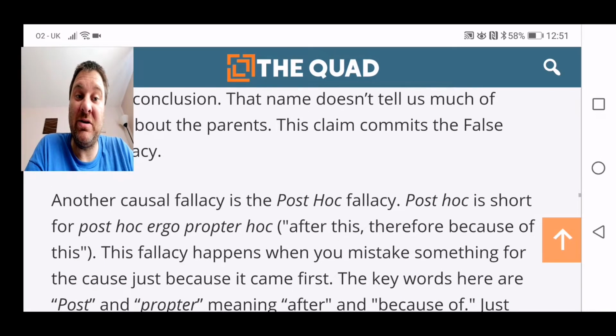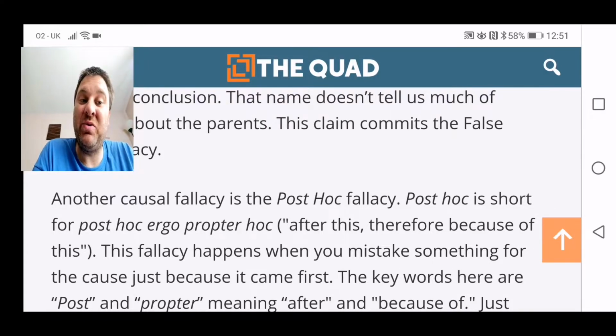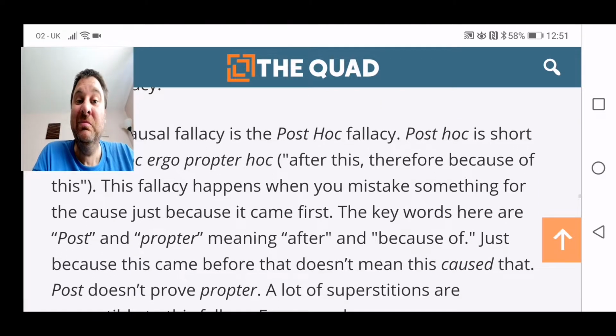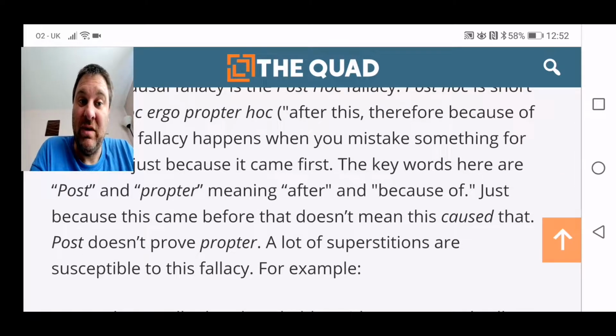Another causal fallacy is the post hoc fallacy. Post hoc is short for post hoc ergo propter hoc. After this, therefore because of this. This fallacy happens when you mistake something for the cause just because it came first. The key words here are post and propter, meaning after and because of. Just because this came before, that doesn't mean this caused that. Post doesn't prove propter.